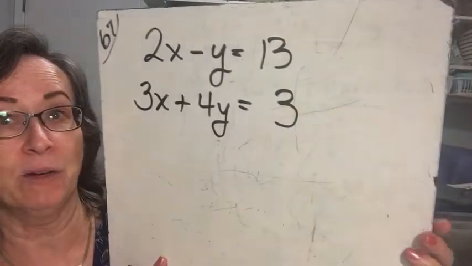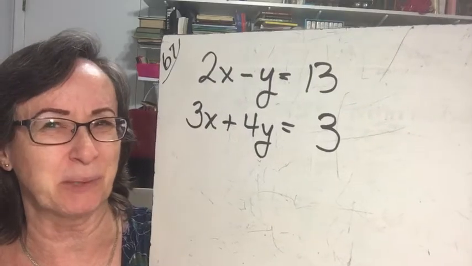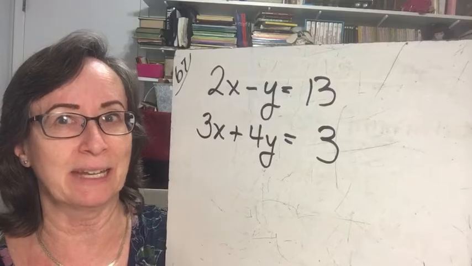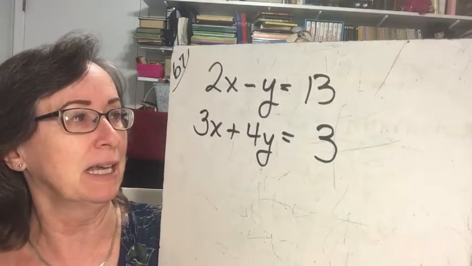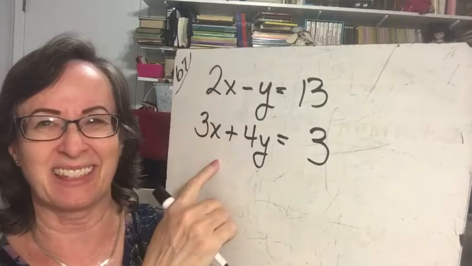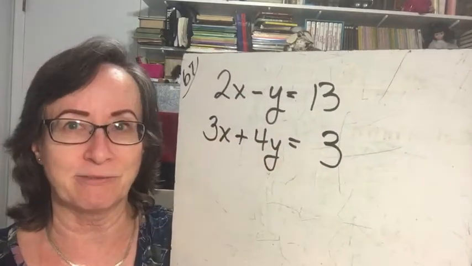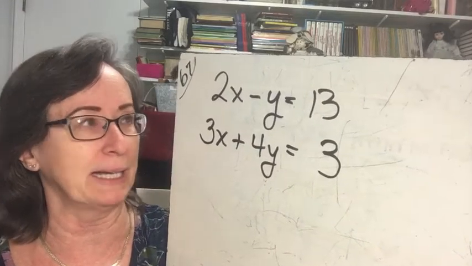Okay, so now we have another system of equations. This one's not quite as pretty as the last one was. The last one we had a 2y and a negative 2y, so all we had to do was add the two lines together. But here we've got a 2x and a 3x. We've got a negative y and a positive 4y. Nothing really goes together to eliminate right now.